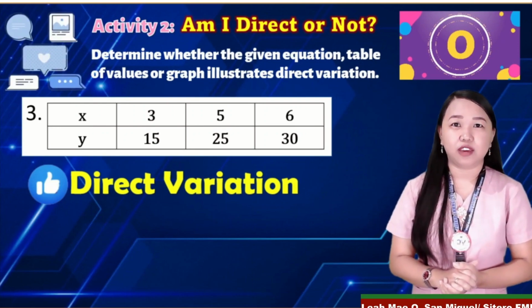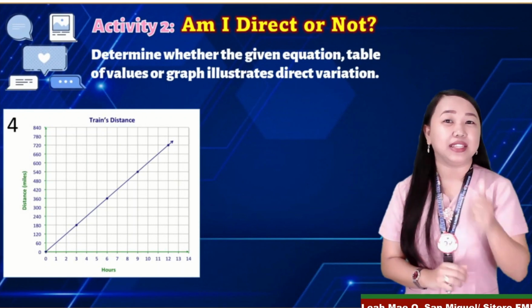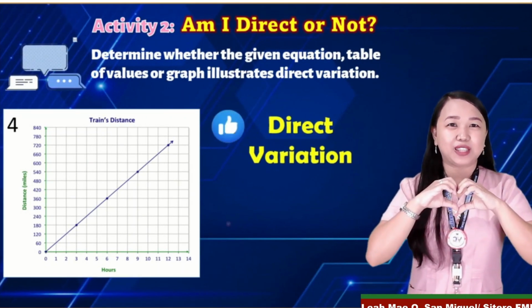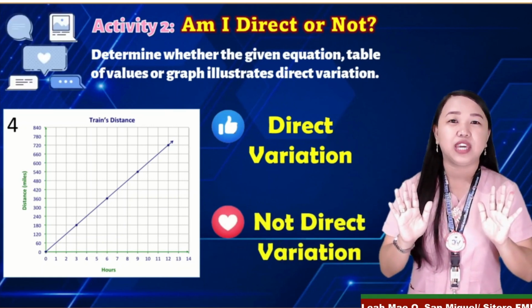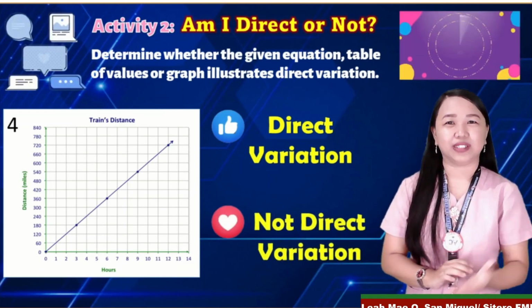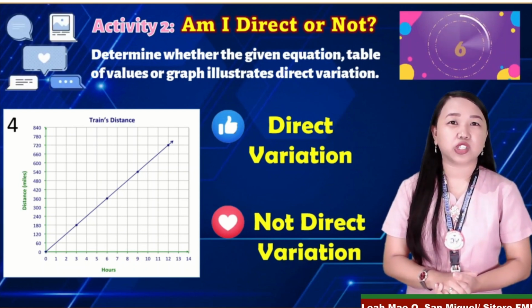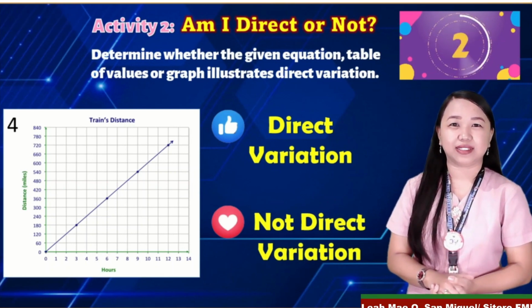For the last given, it is a graph. Comment like emoji if it is direct variation and heart emoji if it is not. You have 10 seconds to key in your answer. Go! Recall that the graph of a direct variation is a straight line and passes through the origin.